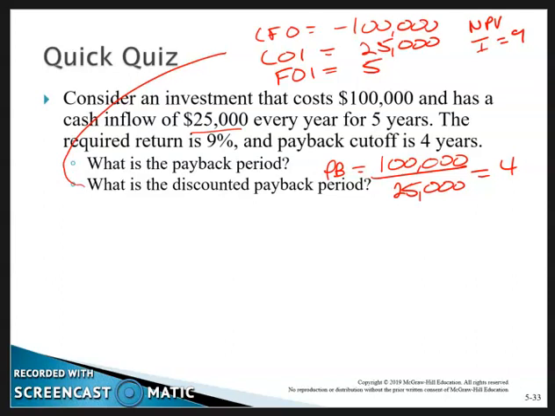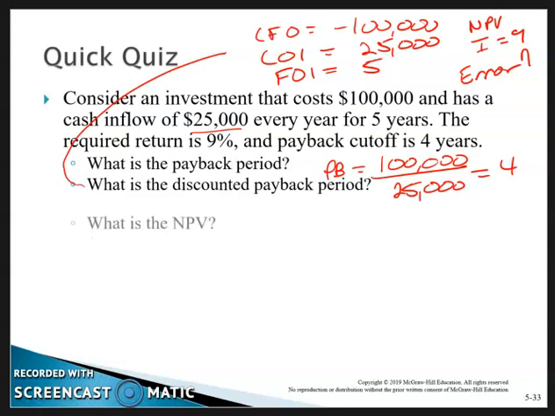and then you can go down with the down arrow to DPB and hit compute, and you'll get an error, I think it says error 7, because the project never pays back.